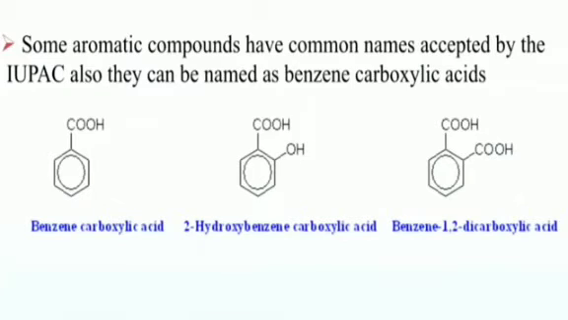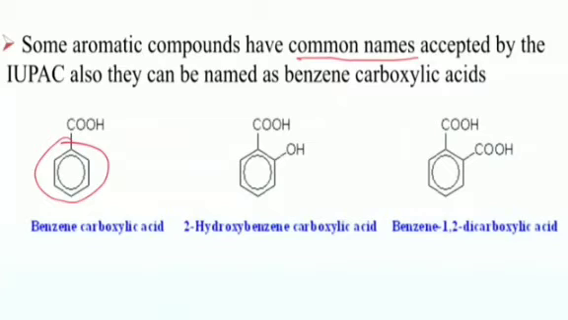So what about the aromatic carboxylic acids? How can you give the name for the aromatic carboxylic acids? Some aromatic compounds have common names accepted by the IUPAC also. There is not much difference between the common name and the IUPAC name for the aromatic compounds, so you can write either the IUPAC or the common name, whatever it is. They can be named as benzene carboxylic acids.